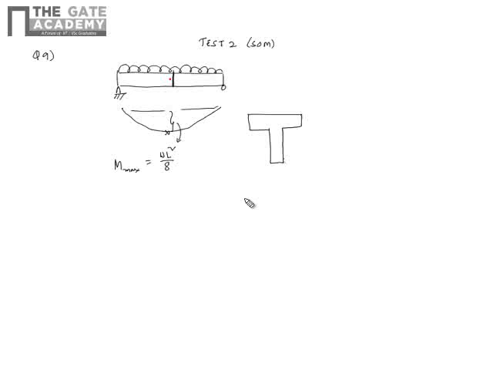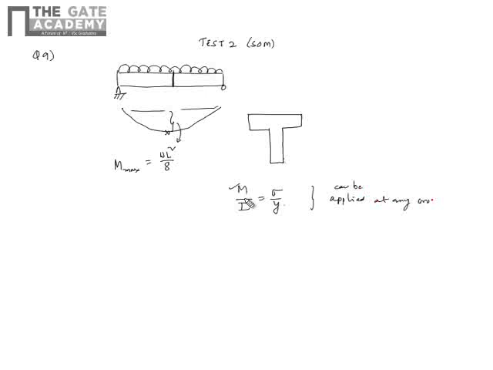Now how do I get the stress because of bending? I need to use the bending beam equation. So the bending equation is this: M by I equals sigma by y. Now let's see what the terms are. M is the moment, which can be applied at any cross section.